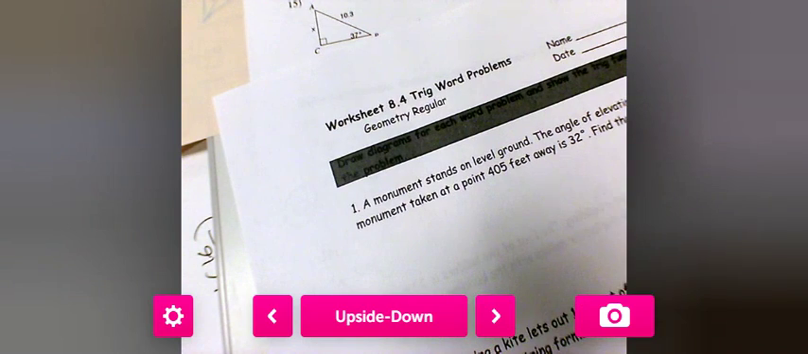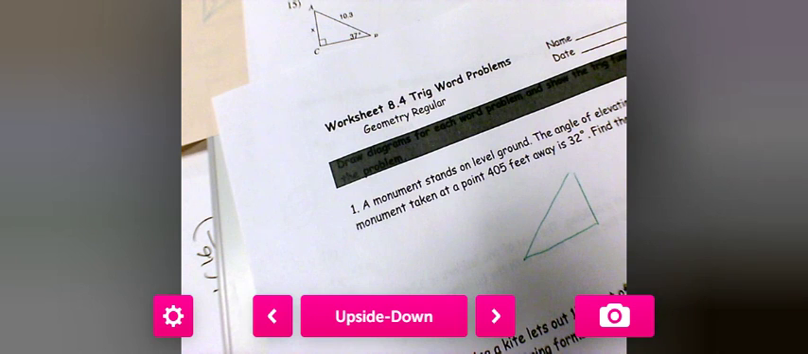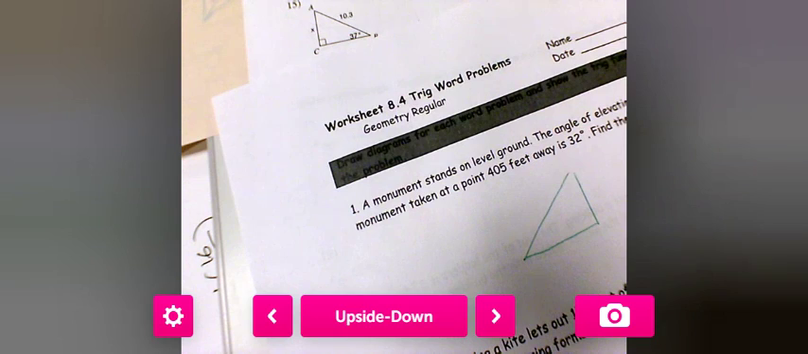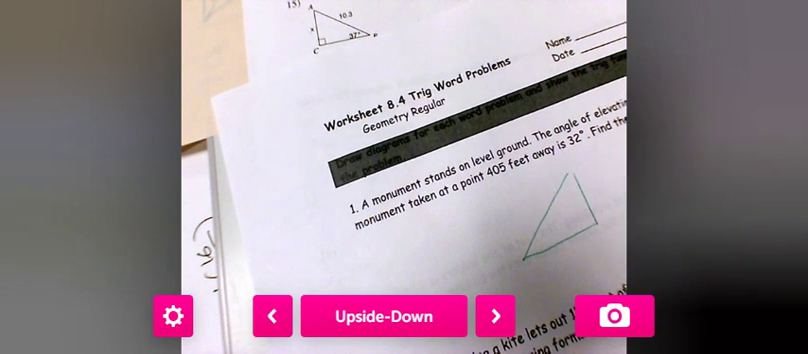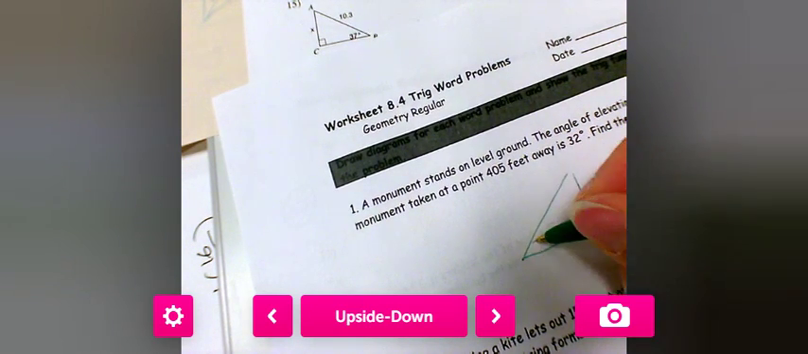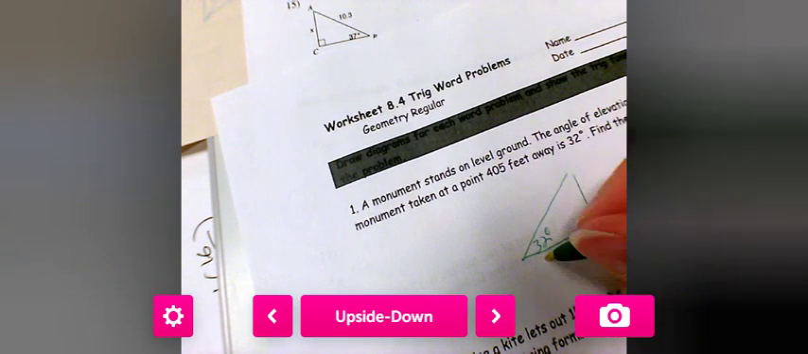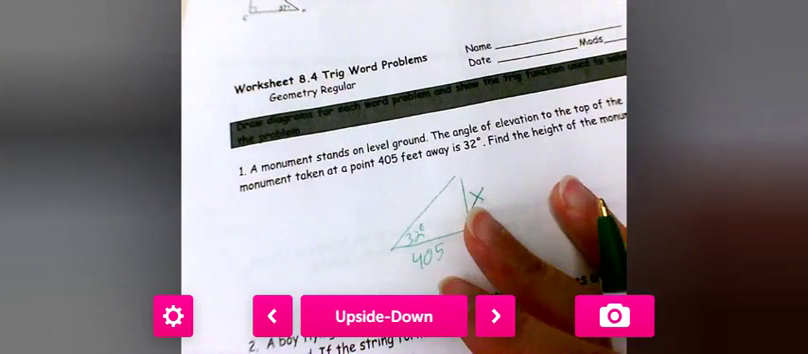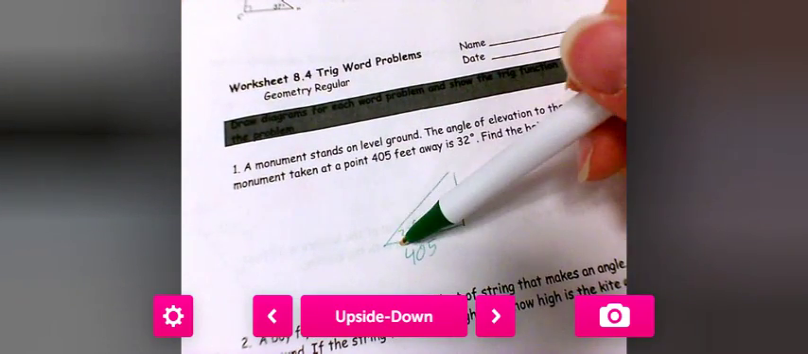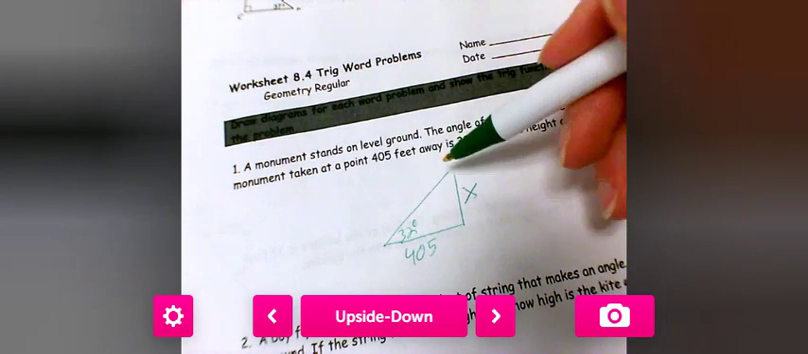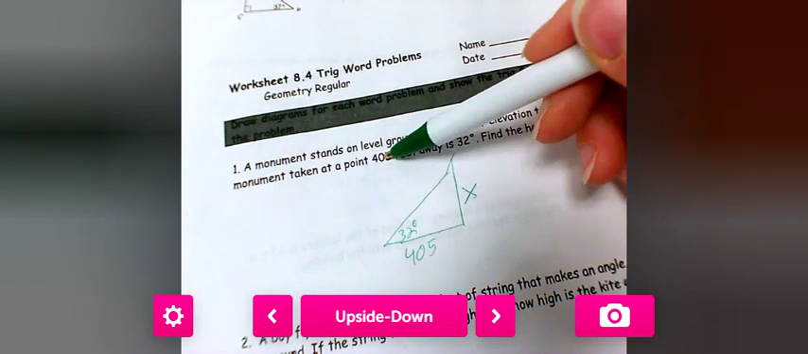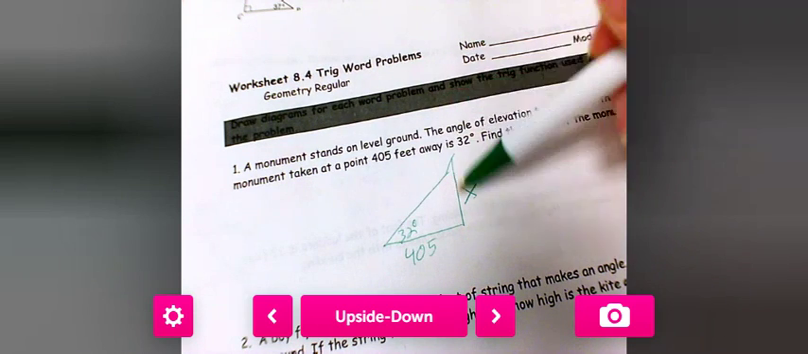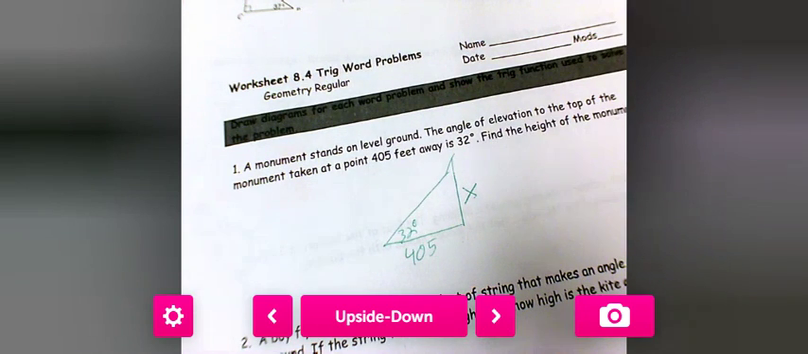A monument stands on level ground. The angle of elevation to the top of the monument, which is 400 feet away, is 32 degrees. Find the height of the monument. Okay, again, the angle of elevation to the top of the monument is 32 degrees. That goes here. Taken 405 feet away, find the height of the monument. Okay? So if it says angle of elevation, I'm looking up. Angle of depression would be like looking down. It says 405 feet away, so I know that's on the ground, and I'm trying to find the height of it. Okay, pretty straightforward.